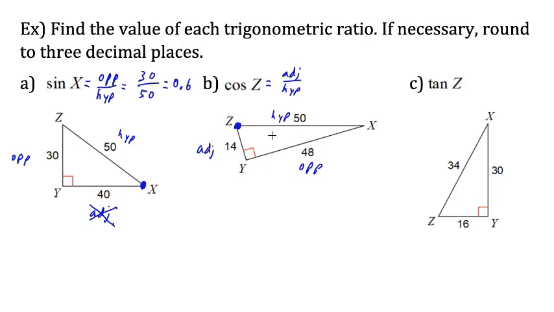Notice I always start with the hypotenuse because that one is always across from the right angle, so then we don't get it mixed up with one of the other legs. Right, so in this case, the adjacent leg has a length of 14, and the hypotenuse has a length of 50. And 14 divided by 50 equals 0.28.